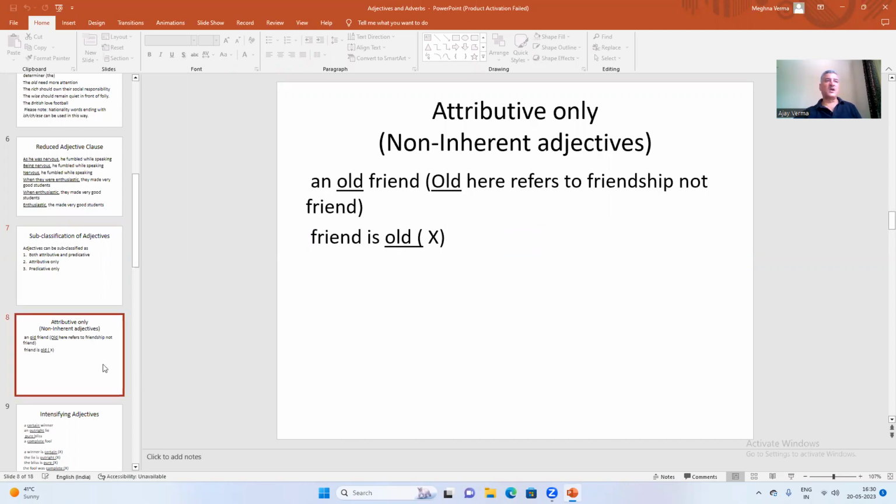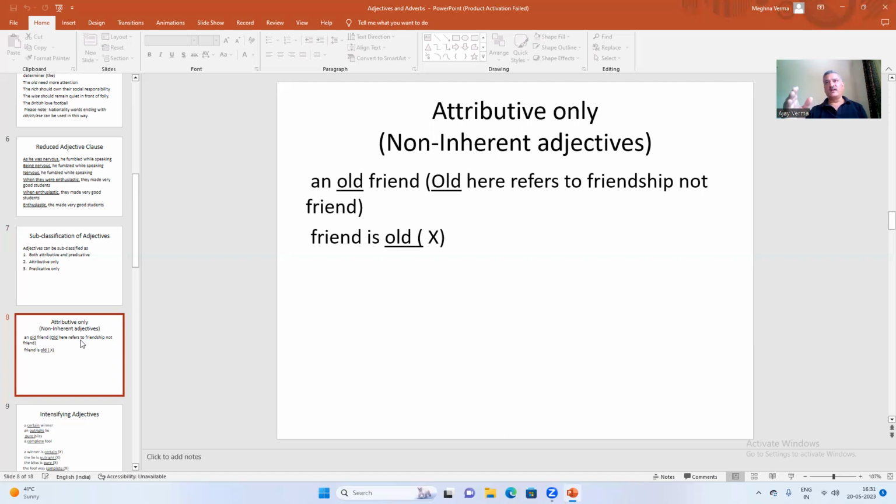Now, let us first look at a few slides which deal with those adjectives which are only attributive. In this category, first of all, we have non-inherent adjectives. What do we mean by non-inherent adjectives? By non-inherent adjectives, we mean those adjectives which do not directly characterize the noun. Let me explain this by reading the sentence in the slide.